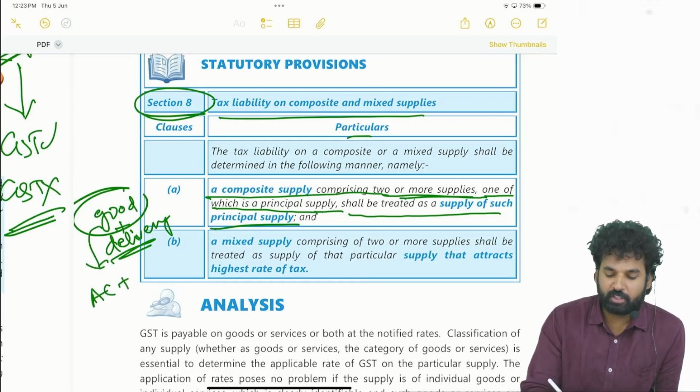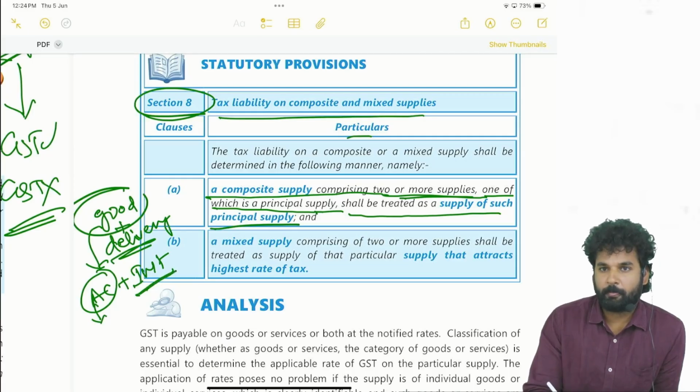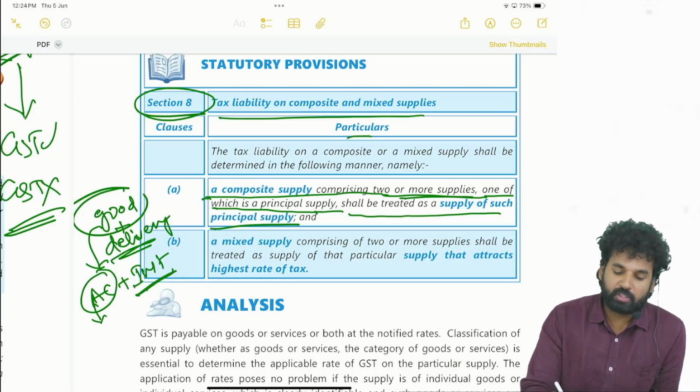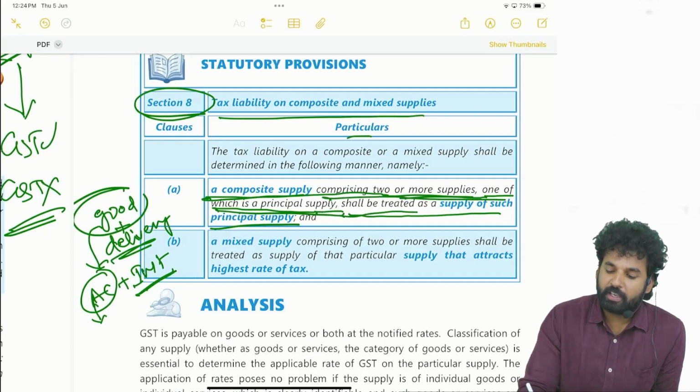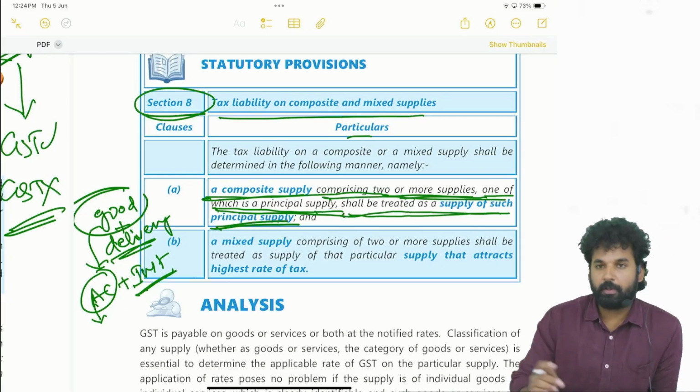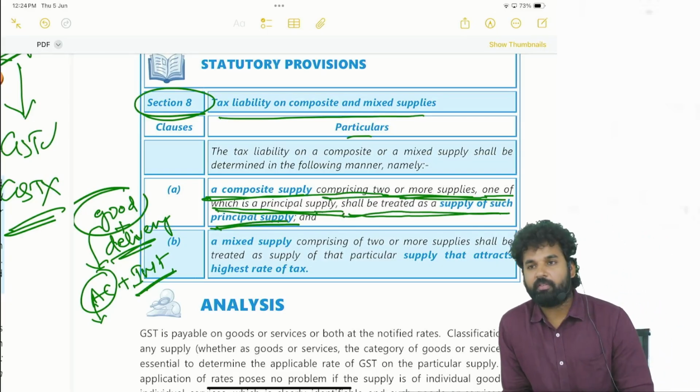AC plus installation. Which is the main supply? AC is the main supply or principal supply. Installation is a supporting supply. Which rate has to be taken? AC rate has to be taken. So this is a composite supply comprising two or more supplies, one of which is a principal supply, and shall be treated as a supply of such principal supply. So how to identify whether it is a composite supply or a mixed supply?